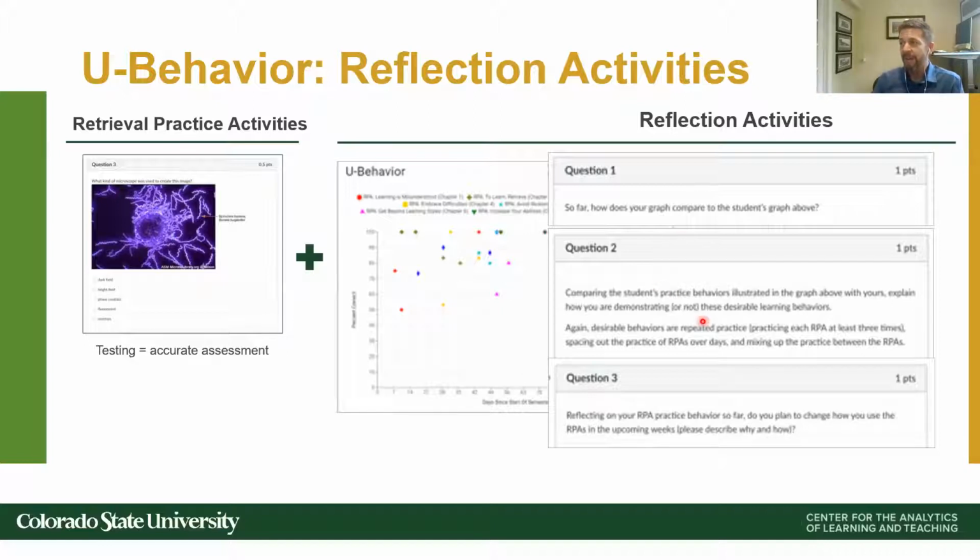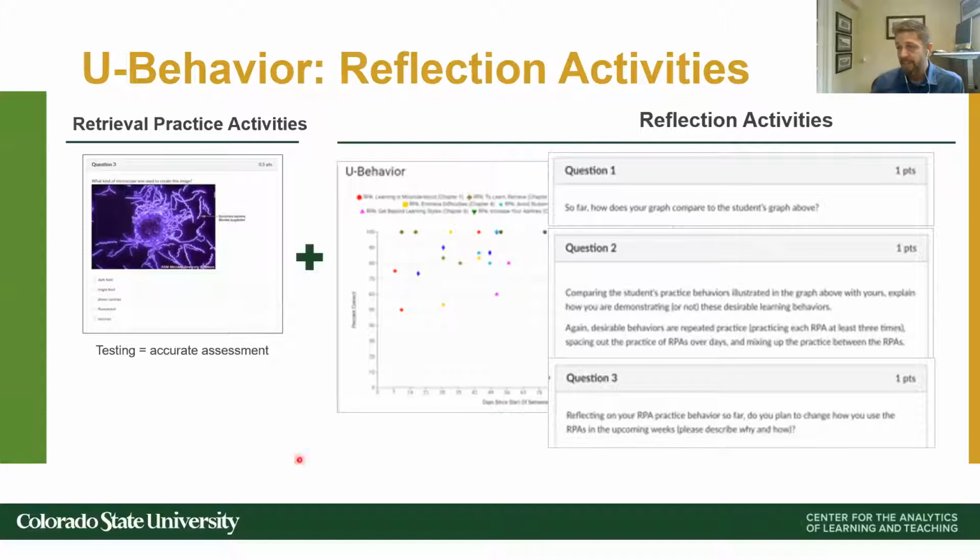Basically we ask them, how does your behavior graph, your RPA graph, compare to an example one that we give them? And then we ask them if they are doing the specific behaviors, sort of pointing out some things. And then we ask them if they're going to change their practice behavior going forward in that semester. So this is really an opportunity for them to look at the RPA graph, reflect on how they've been practicing up to that point, and then make a plan for changing behavior in the future.